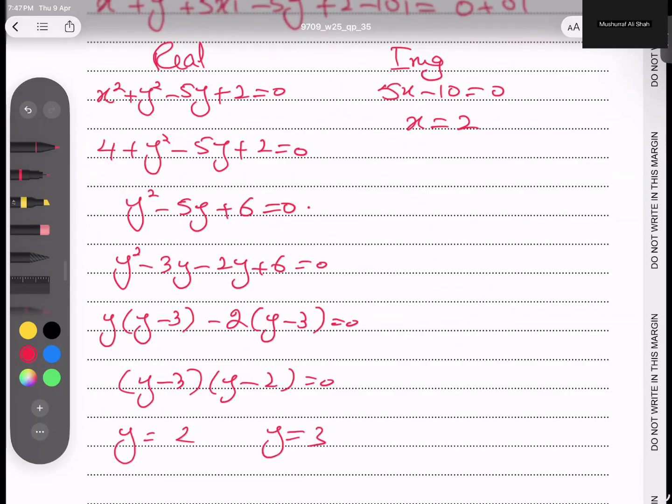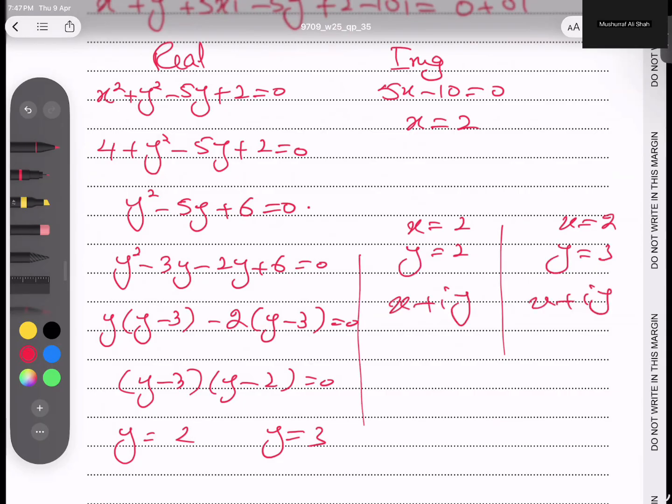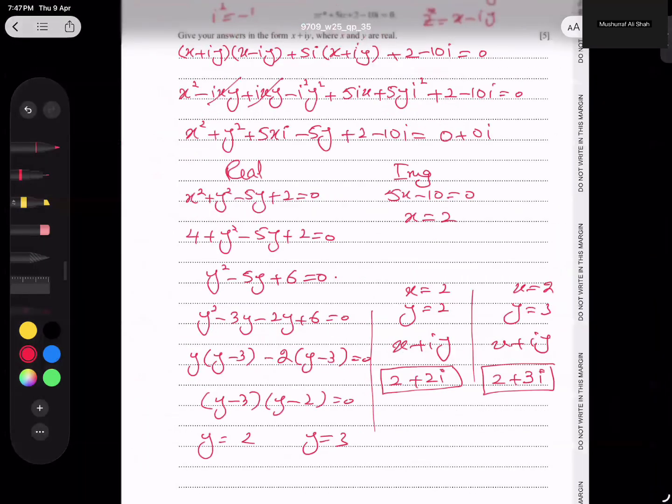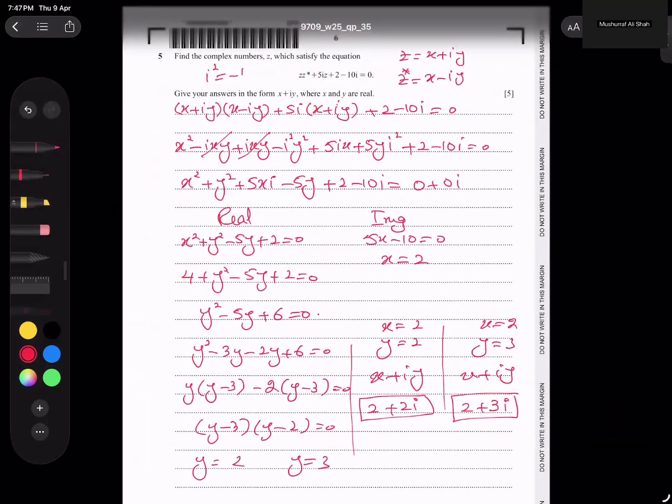Now, students, we have two pairs. So what is the first possibility? x is 2 both times. But for y we have 1 time 2 and 1 time 3. And what is the formula? We write x plus iota y. So x plus iota y. The x value I'm going to plug in here, 2. So 2 plus 2 iota is my first answer, and 2 plus 3 iota is my second answer. And I believe you got the idea very well, and the question is completely over.